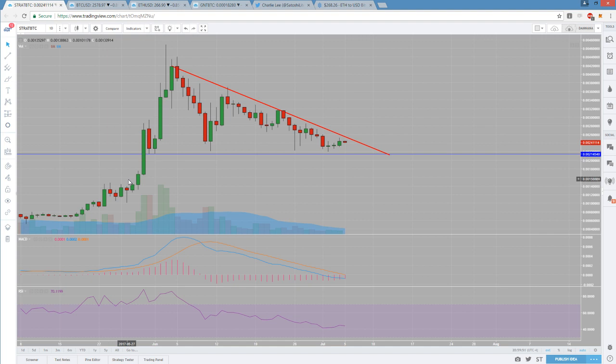So the first two that I've just looked at, we have an hourly pattern to look at on EOS, and we have a daily pattern to look at on strat, and both of them are going to give some really nice signals.